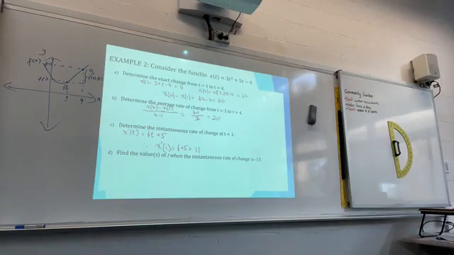Now find the value of t when the instantaneous rate of change is minus 13. So 6t plus 5 equals negative 13. 6t equals negative 13 minus 5, minus 18. So therefore t is equal to minus 3.